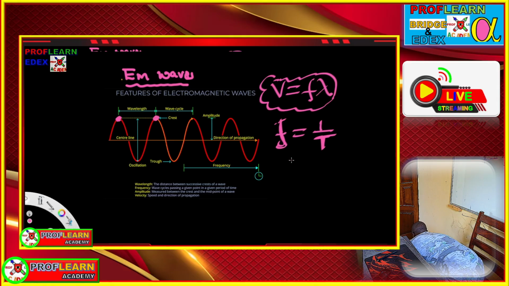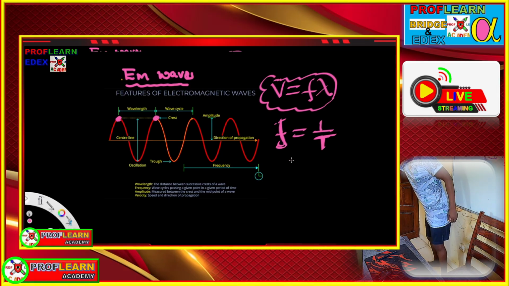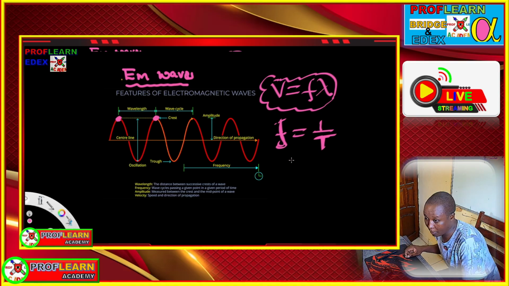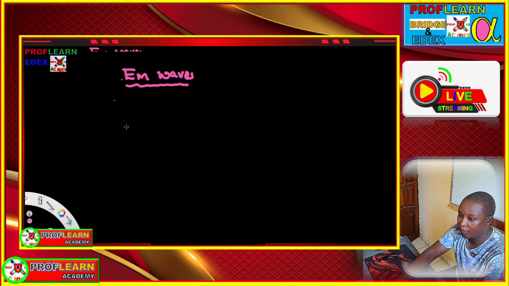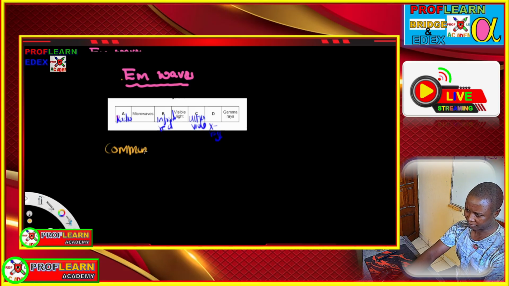You need to understand the common properties of the waves in the electromagnetic spectrum, and also how to describe the common properties of these EM waves. Number one, we need to understand their order. The first one is the radio waves. Then we have microwaves, infrared, visible light, ultraviolet, and X-rays.